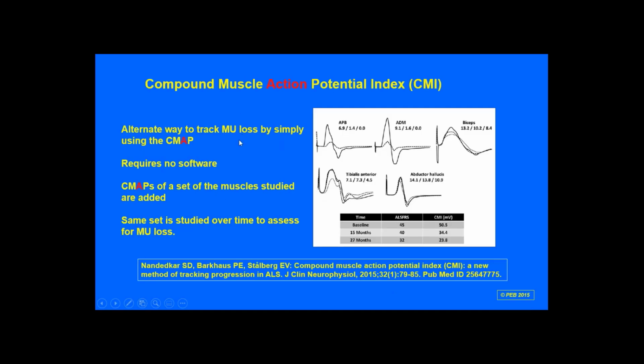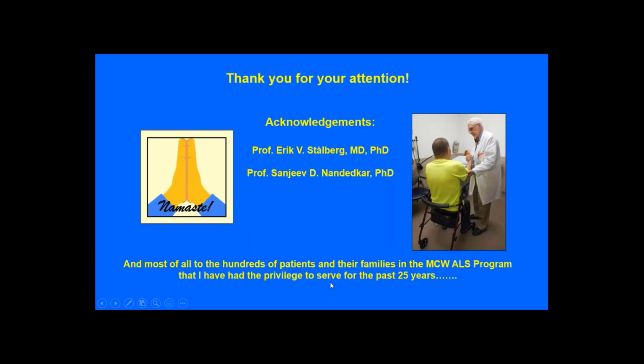And the last couple of slides here, we have the compound muscle action potential index, an alternate way to track motor unit loss by just simply using the CMAP, and here we just add them up and we have a table. And again, you can see over time, we just have a simple drop in summating all the amplitudes, and this refers to this paper here that you can consult.